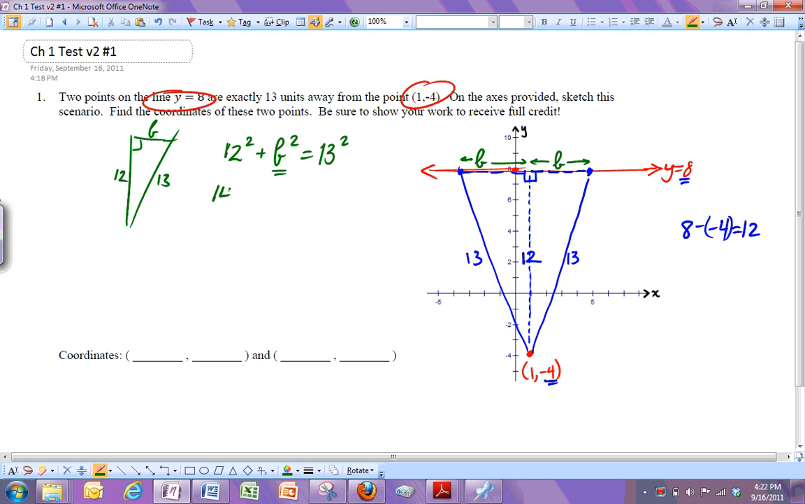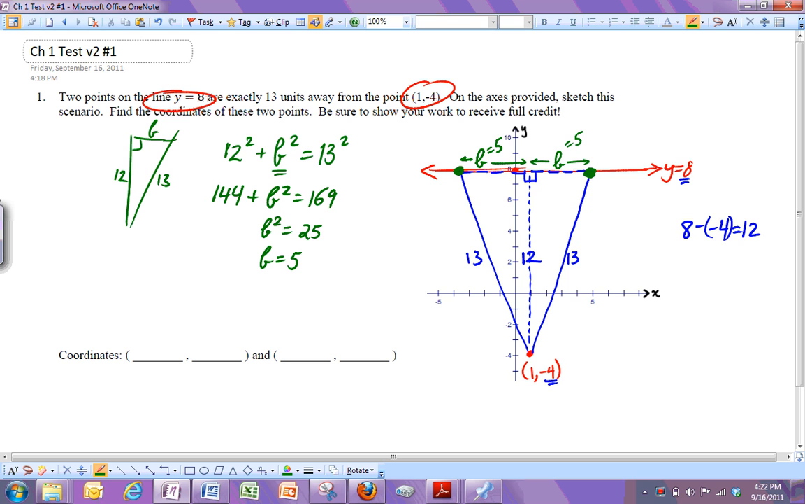So if we work this out, we get 144 plus B squared equals 169. We subtract the 144 from both sides, we get 25. And then we take the square root and we get 5. So B is 5 here, and B is 5 over here. Okay, so now the question is, where do I end up?